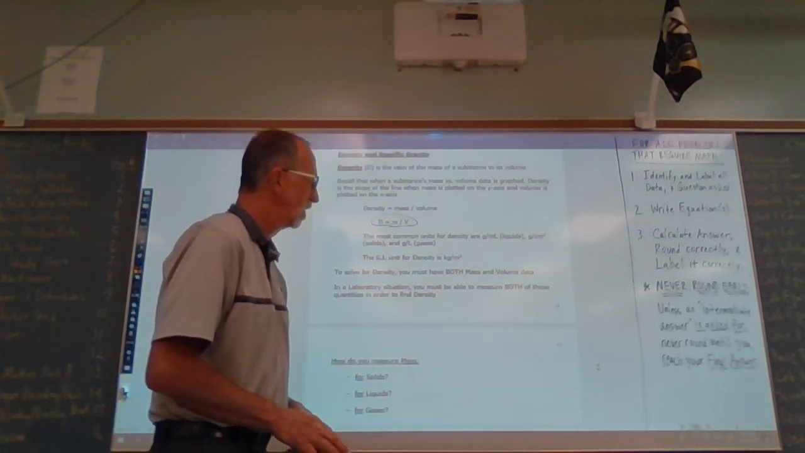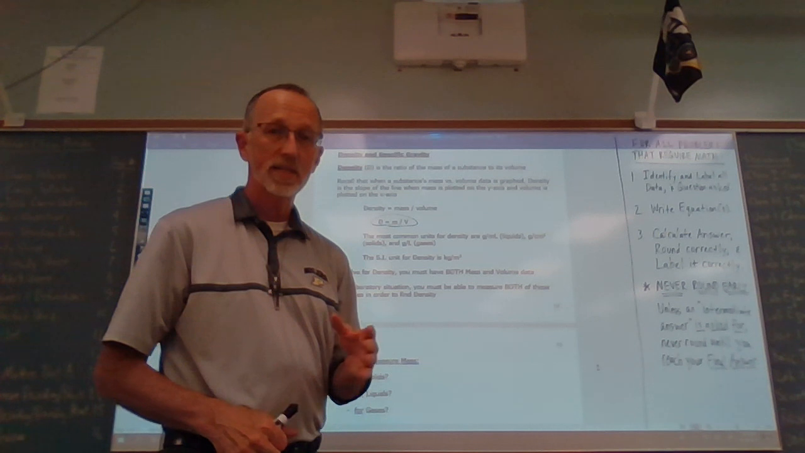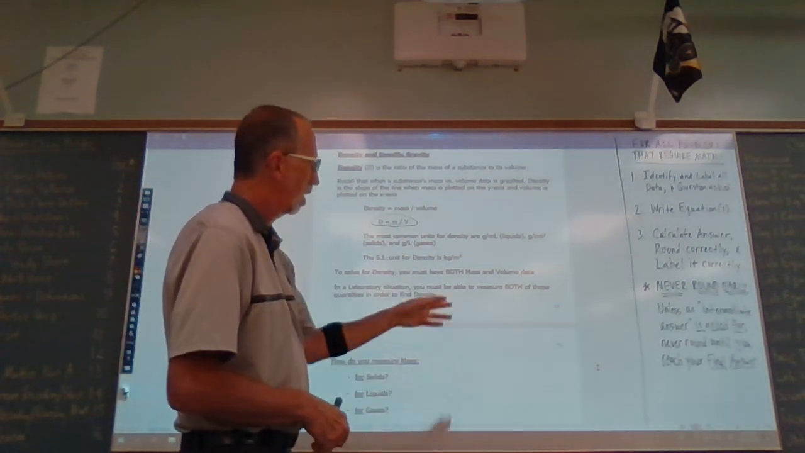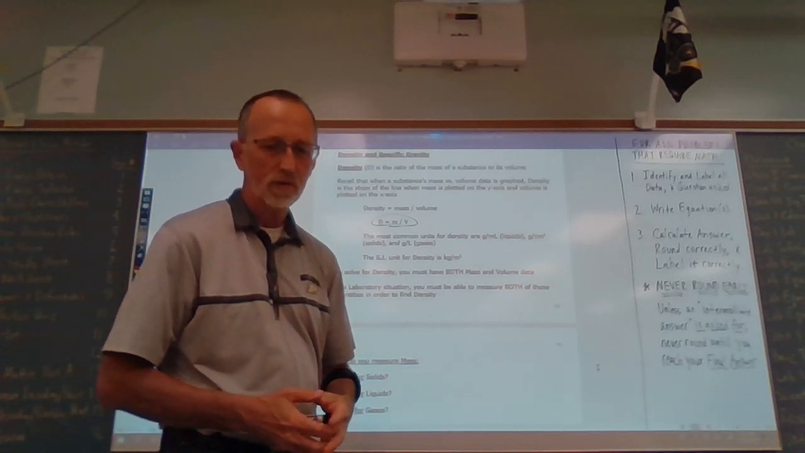Most common units for density are grams per mL. Remember, a density unit would have to have mass over volume. Grams per mL is the most common for liquids.